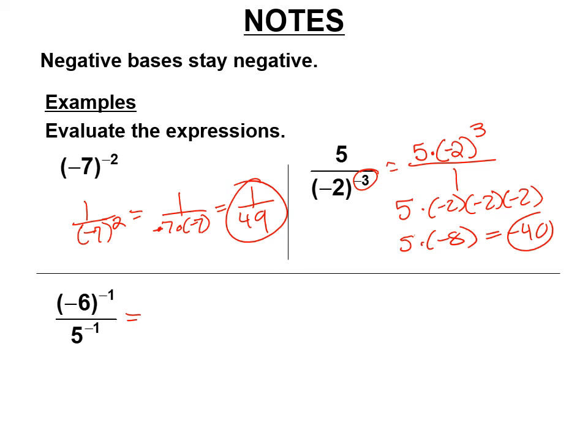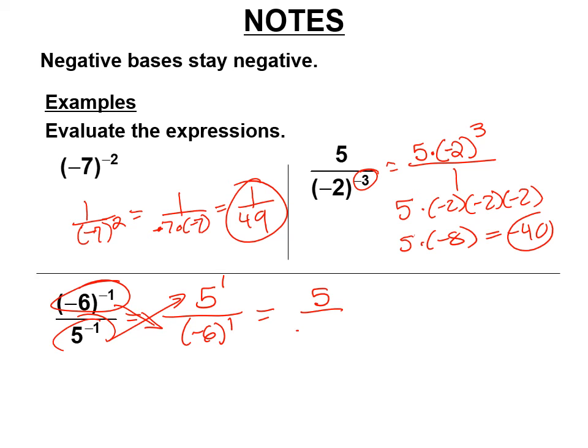So this has a negative exponent, that has a negative. The 5 goes up there and becomes 5 to the first. This comes down here and becomes -6 to the first. So this is 5, and this is -6, and that's -5/6. The negative part of the exponent just flips it. It leaves whatever the base is the same.